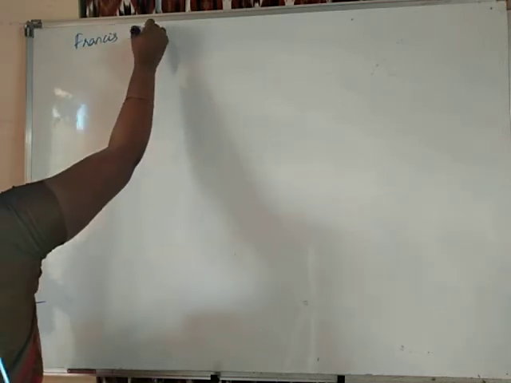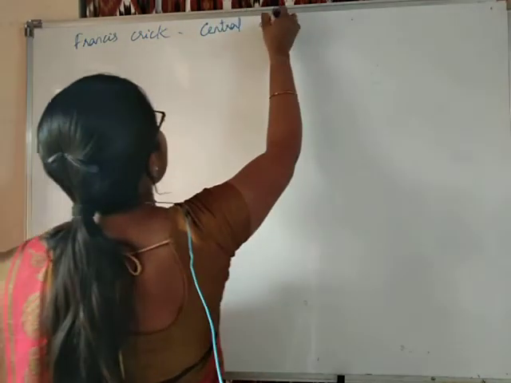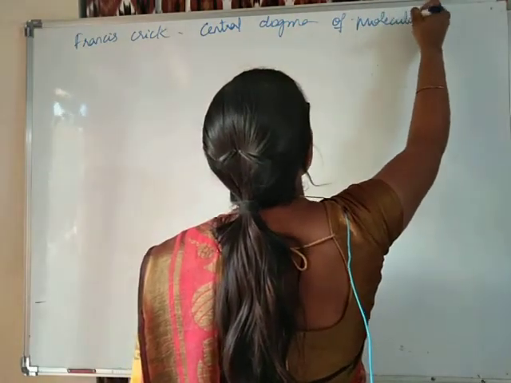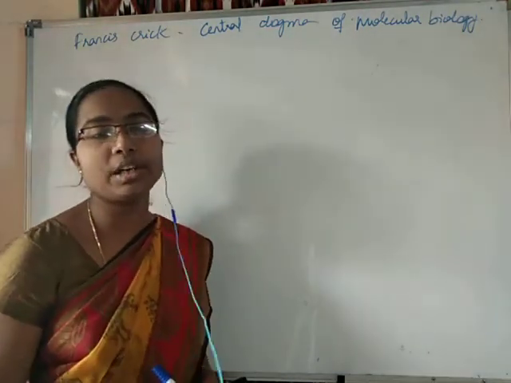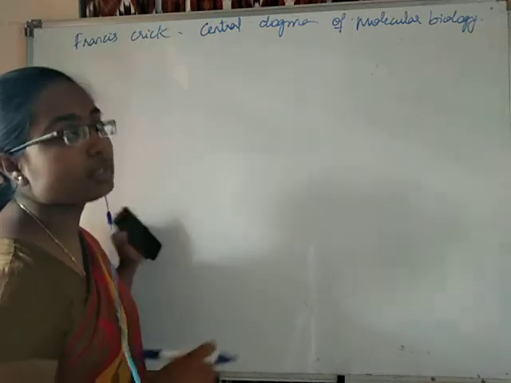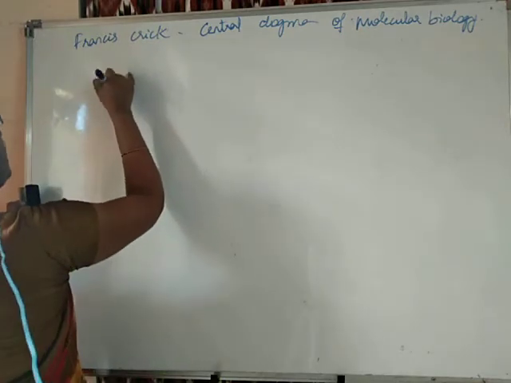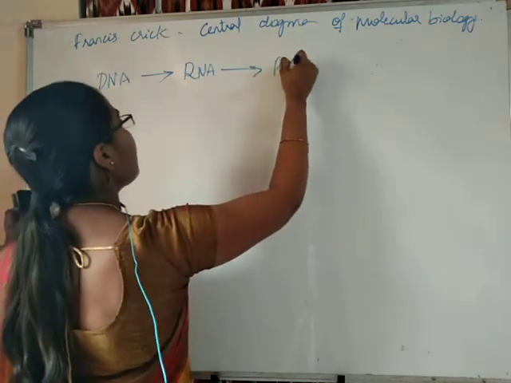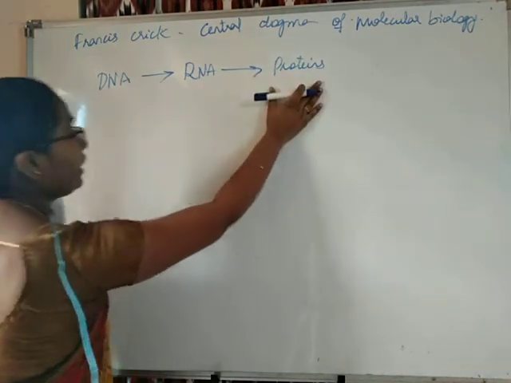So, very soon Francis Crick proposed the central dogma of molecular biology, which explains how information is produced from DNA. It explains that from DNA, information will be passed into RNA, and from RNA, information will be passed into proteins. So, how DNA is converted into RNA, and RNA into proteins, let us learn now.